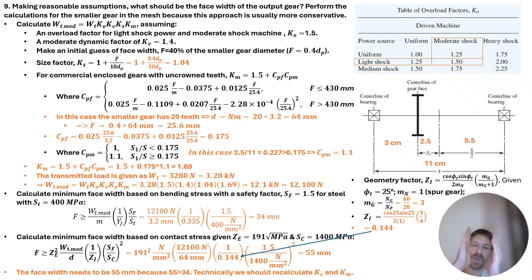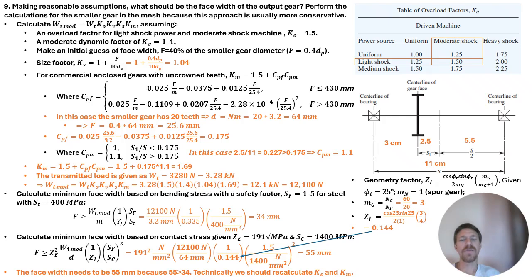And then between the center and where the gear is, it's 2.5 centimeters. So plug those values in, that's S1 divided by S. 2.5 divided by 11 is 0.227, which is greater than 0.175, which means you have to take a little hit on the C sub PM factor, and it's going to be 1.1. So K sub M equals 1.5 plus 0.175 times 1.1, so that's 1.69.